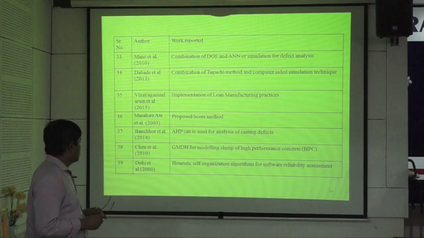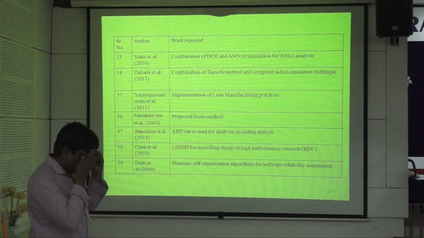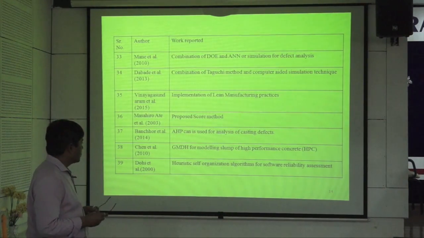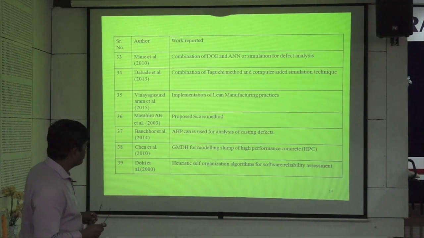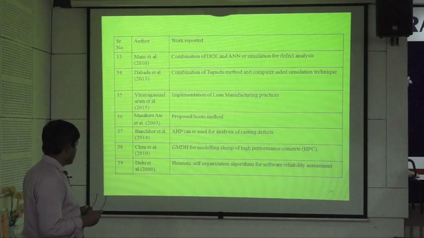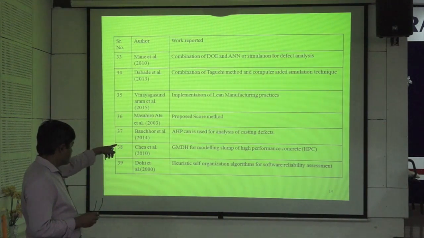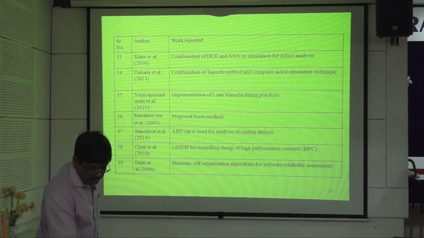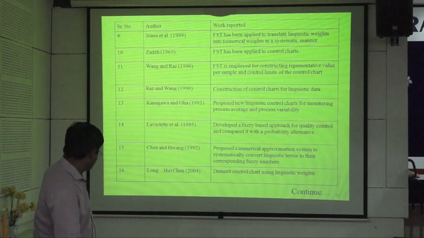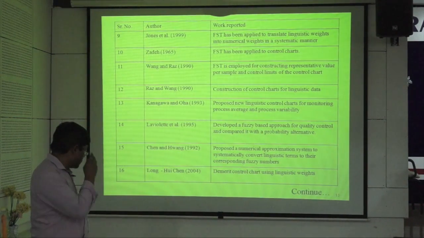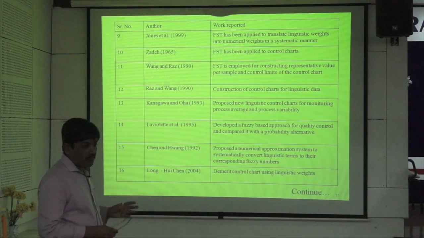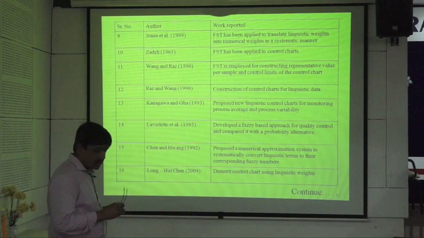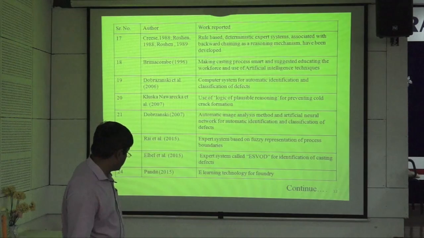But what I found was that initially the paper which really helped me was paper number 36, Masayo. He has used a technique called the proposed score method, that is called AHP. This paper was quite helpful to me. Second paper, recently Mr. Banchura has applied this AHP again for casting defect analysis. And the third paper, which was quite useful to me, was the demerit control chart using linguistic weights by Long VHA. So these papers were quite useful to me as far as my work is concerned. This is about construction of demerit control charts, which I have utilized further.